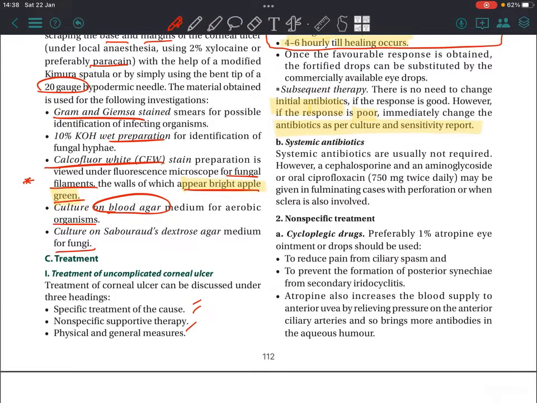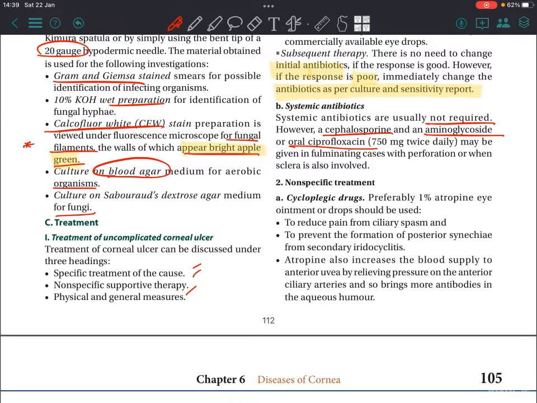Systemic antibiotics. Systemic antibiotics are usually not required. However, cephalosporin and an aminoglycoside, or oral ciprofloxacin, may be given in fulminating cases with perforation or when sclera is involved.